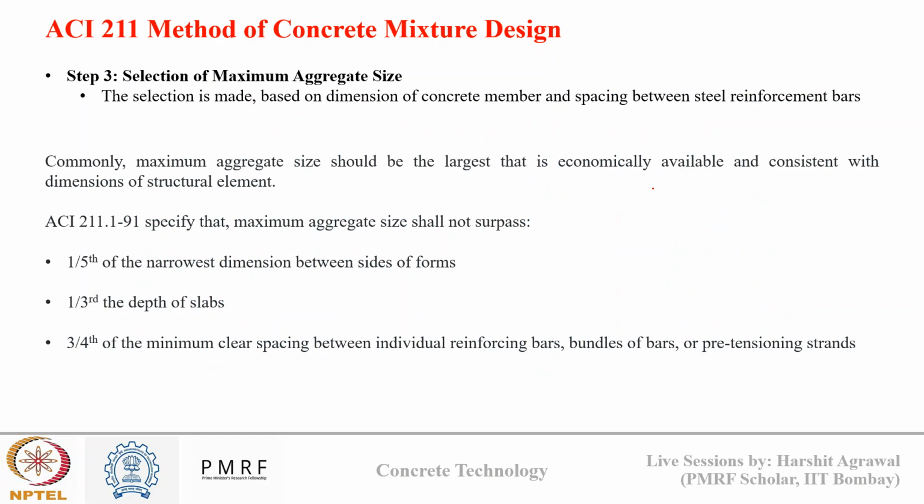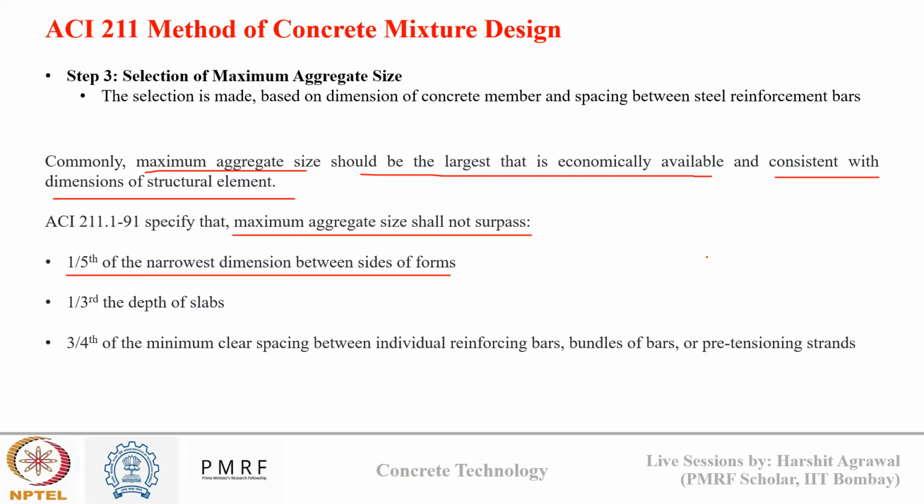Now, step 3 is the selection of maximum aggregate size. This selection is made based on the dimension of concrete member and spacing between the steel reinforcement bars. Commonly, the maximum aggregate size should be the largest that is economically available and consistent with the dimension of the structural member. And what the code says is that the maximum aggregate size that you're taking should not surpass one fifth of the narrowest dimension between the sides of the form.